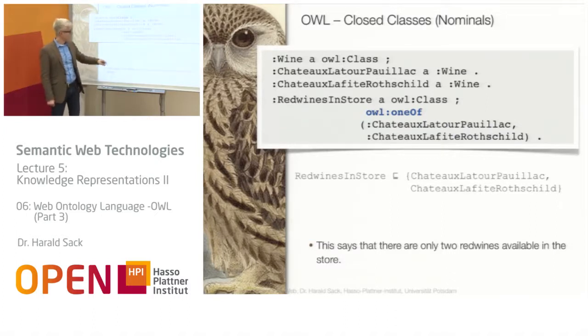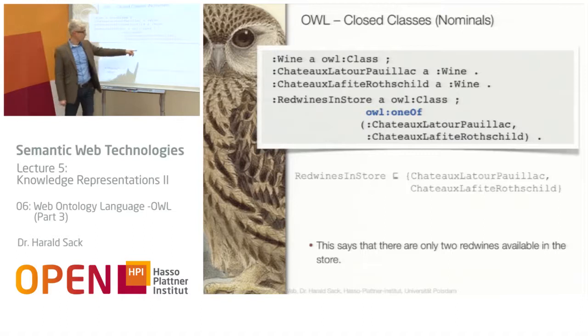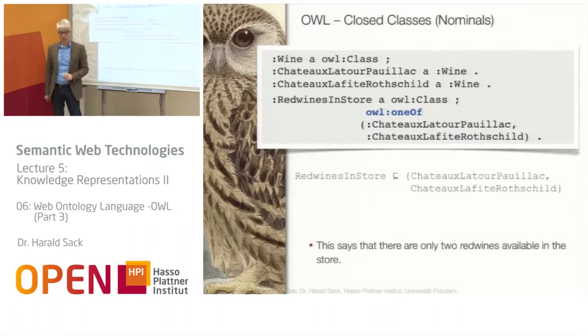In description logics, you can state this simple fact in the following way. You say here, red wines in store, it's a class, and this is a subclass of an enumerated class or a nominal, where you enumerate all the individuals that belong to the class, and they are here in curly braces. Okay.